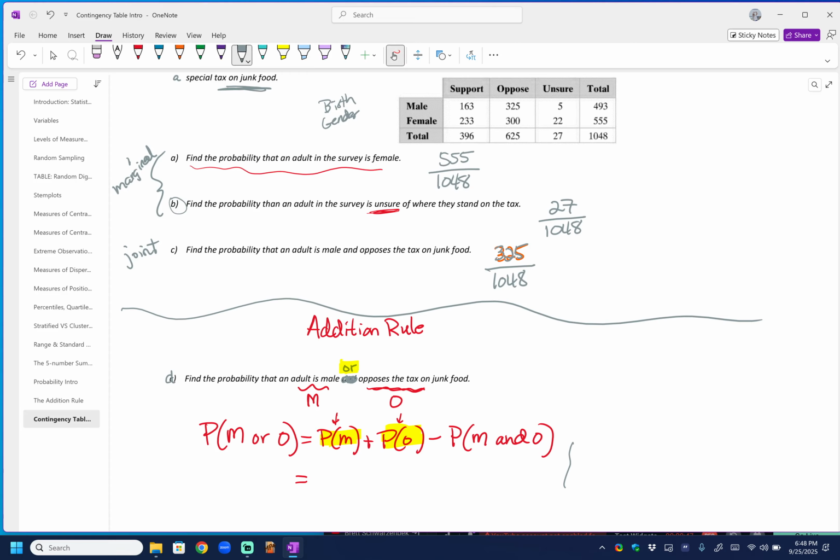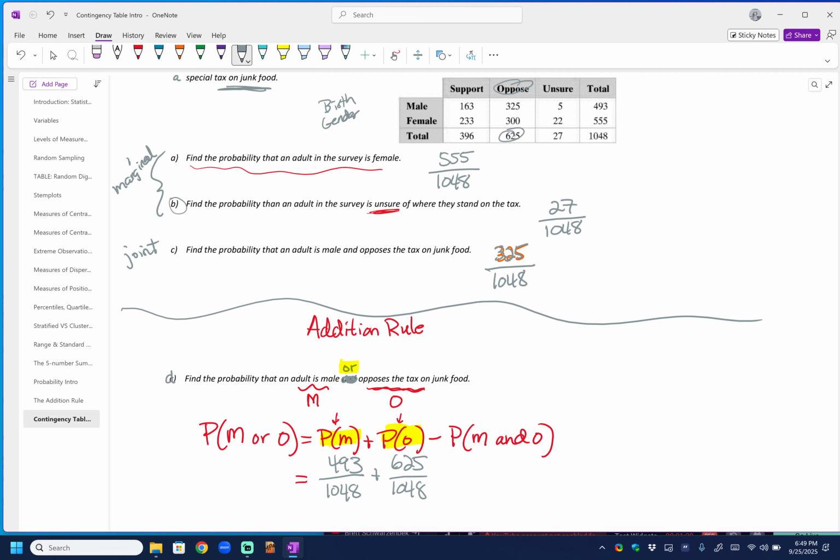We have the probability of male, which is going to be, out of our 1048, how many of them are male? Well, it looks like 493. Out of our 1048 for the probability of oppose, how many of them oppose? Well, 625. So we're adding those together. Now, for whatever it's worth, if we actually added these two together, we would get more than 1048, which doesn't make any sense. So if you had made a mistake in this scenario and did the wrong addition rule, you would have gotten a very weird answer, a probability bigger than 1, which you know you can't get.